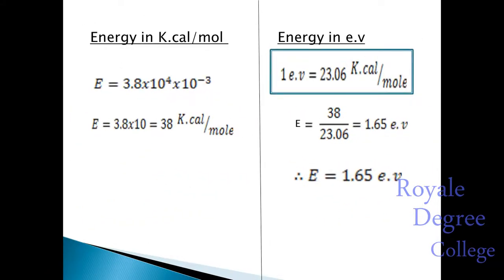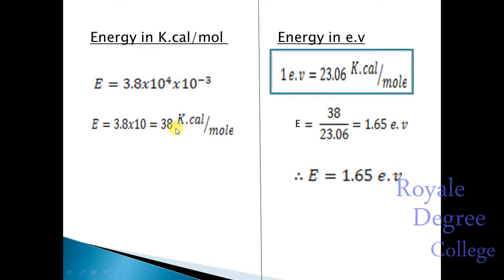Now energy in kilocalories per mole. Whatever value we get in calories per mole should be multiplied with 10 to the power minus 3, and then you will get the energy in kilocalories per mole. So 10 to the power 4 into 10 to the power minus 3 means 10 to the power 1, which is nothing but 10. Multiplying 3.8 with 10, you will get 38 kilocalories per mole.